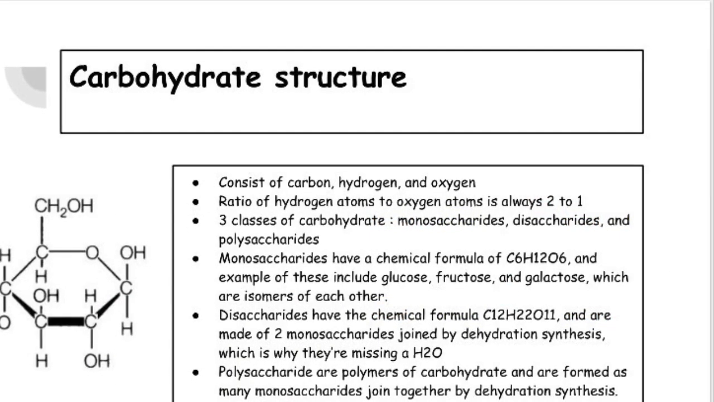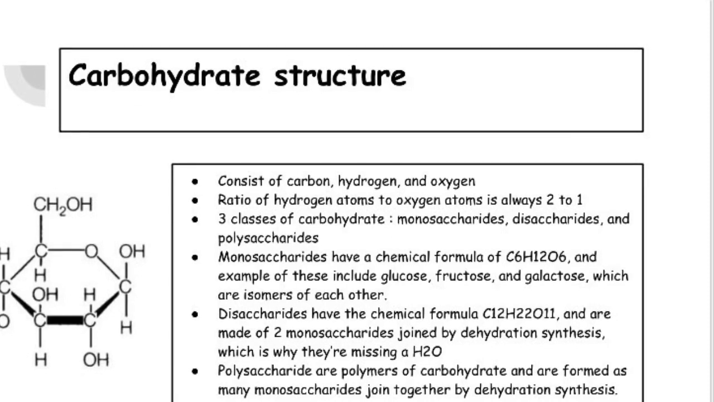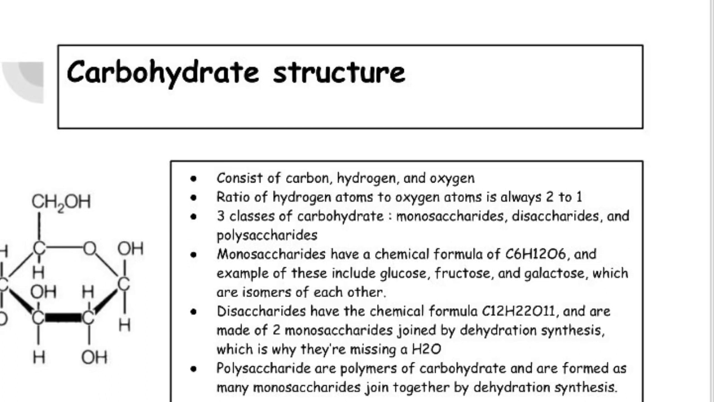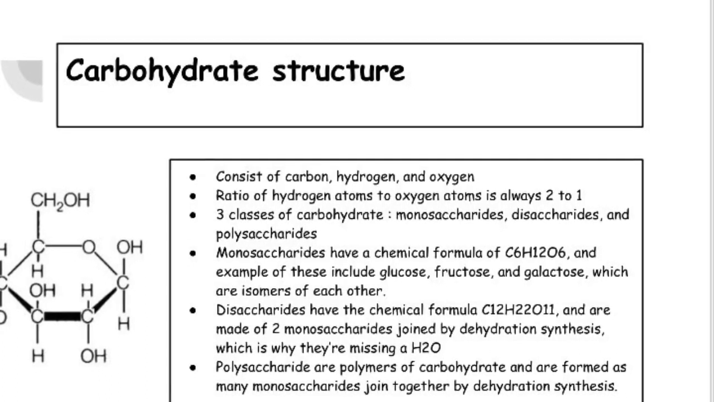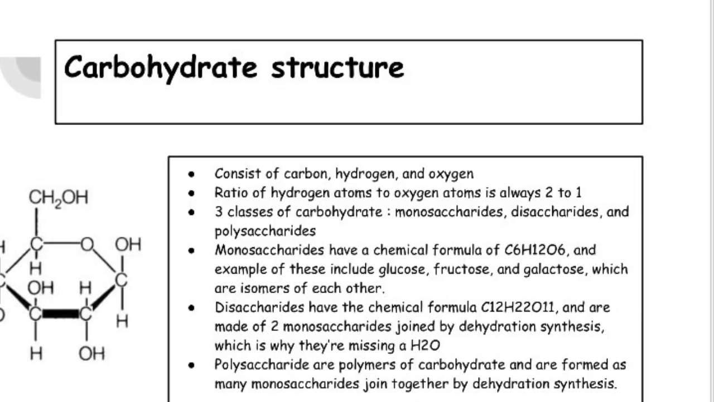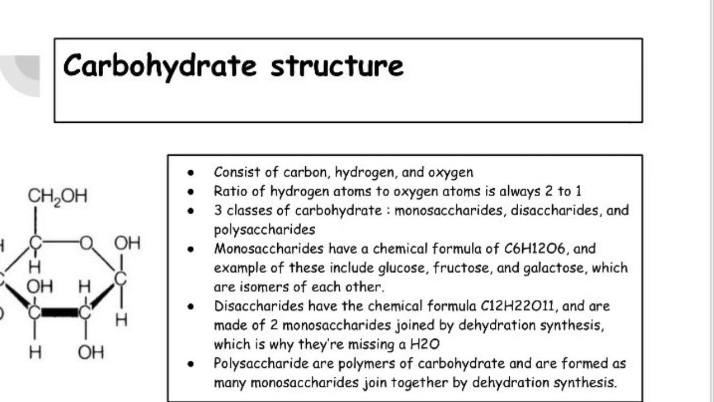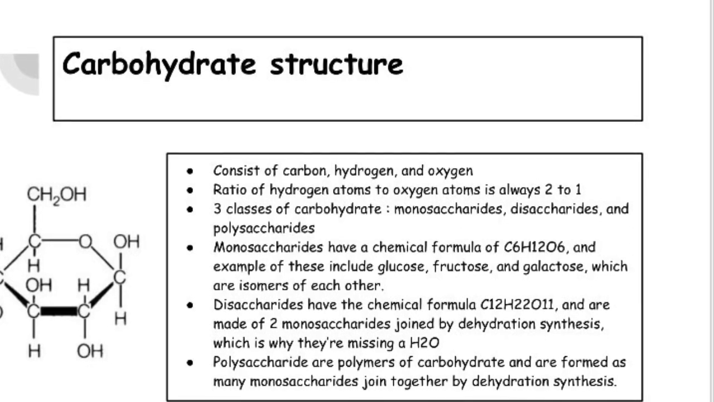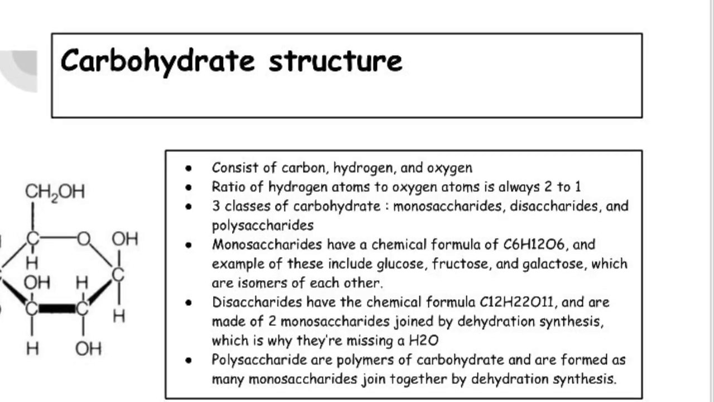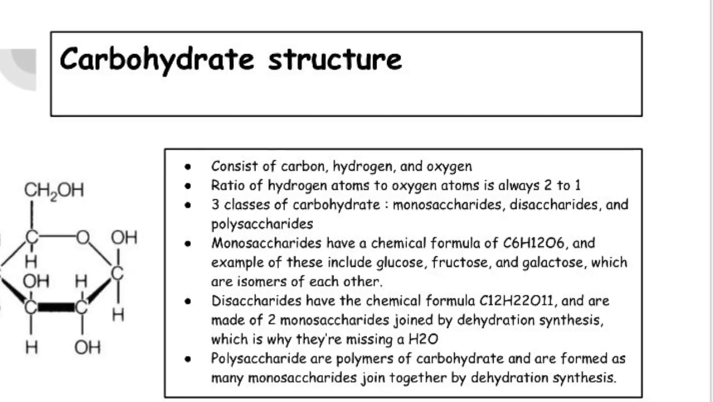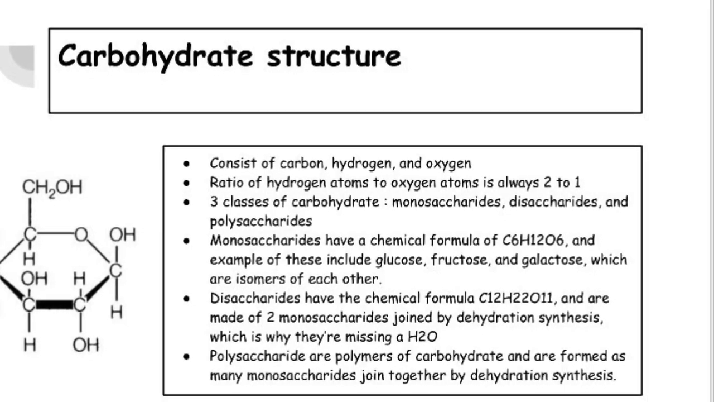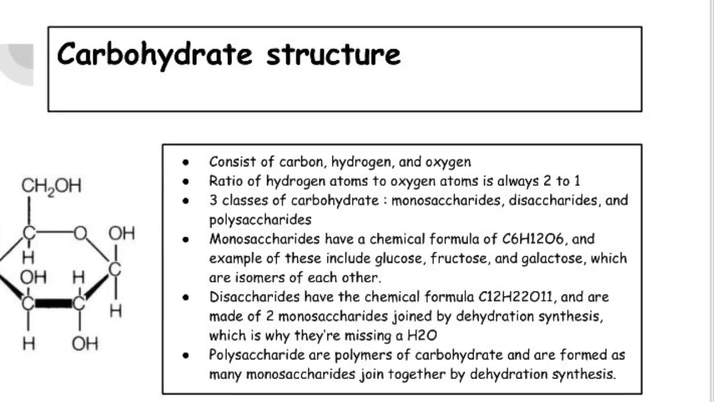The first biomolecule that we're going to talk about is carbohydrates, and it consists of carbon, hydrogen, and oxygen. The ratio of hydrogen atoms to oxygen atoms is always 2 to 1, and there are three classes of carbohydrates: monosaccharides, disaccharides, and polysaccharides. Monosaccharides have a chemical formula of C6H12O6, and examples include glucose, fructose, and galactose, which are isomers of each other. If you don't know what an isomer is, it is organic compounds that have the same molecular formula but have different structures.